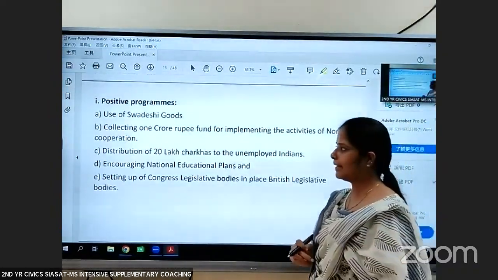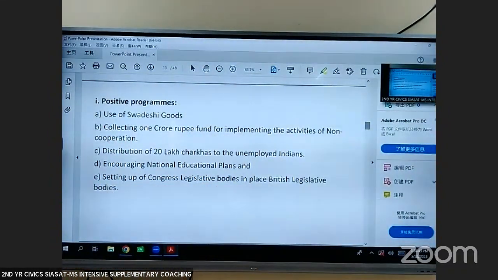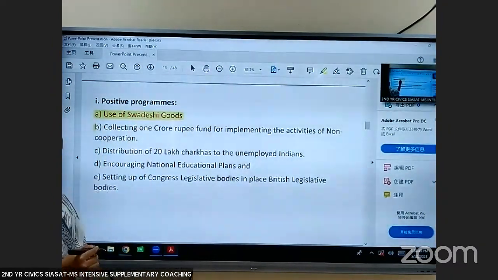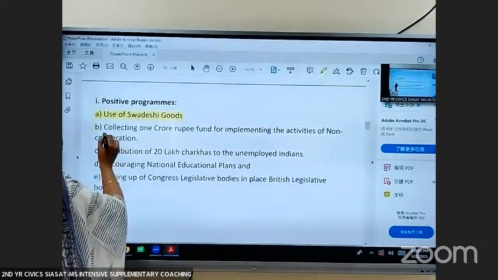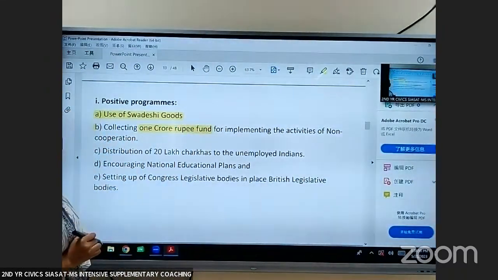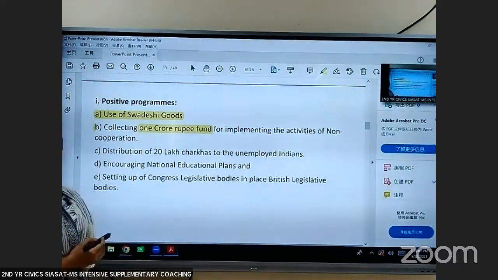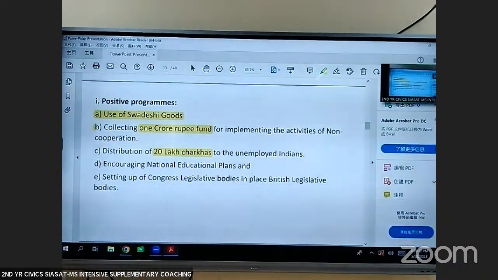This non-cooperation movement had two types of programs: positive programs and negative programs. In the positive programs, we decided to use Swadeshi goods, that is, goods made in India. At that time, they collected 1 crore rupees as a fund to run the movement, and they distributed 20 lakh charkhas to the unemployed Indians.